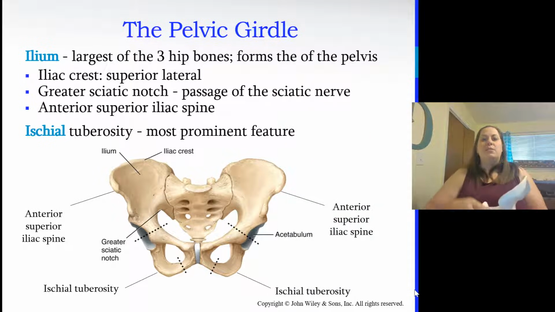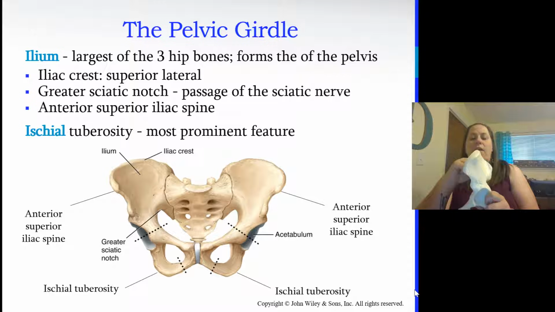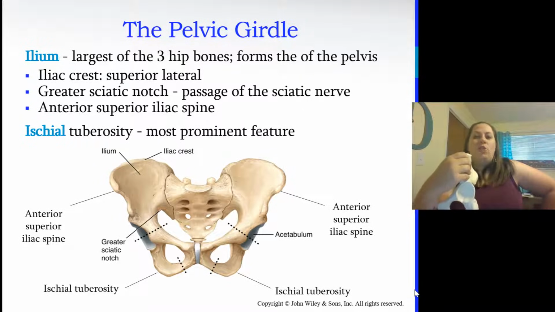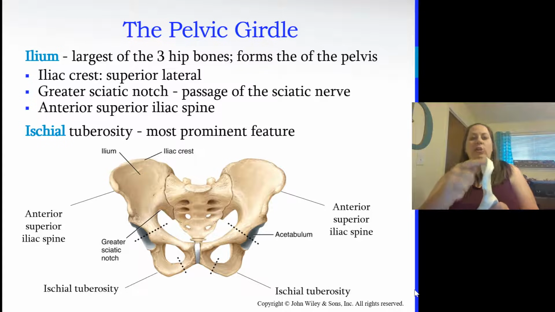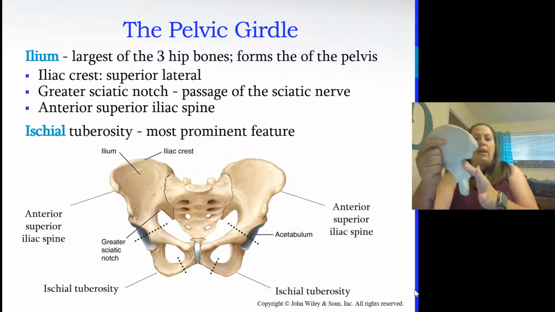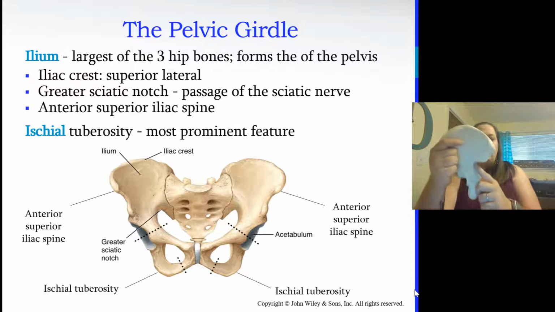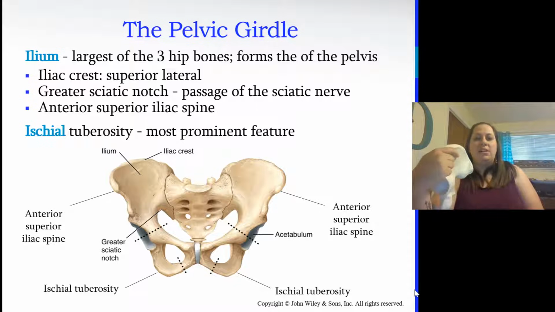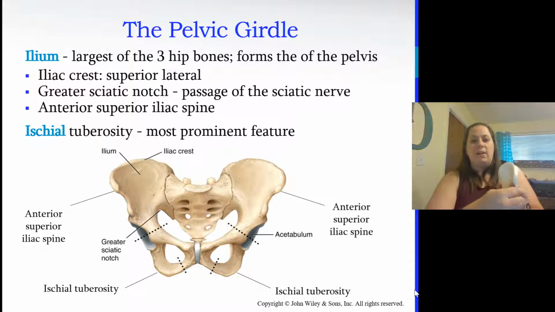Now, the ilium, guys, is the largest of the 3 hip bones, and it forms the pelvis. We do see that it's formed of the iliac crest, which is right here at the top. A lot of times when you put your hands on your hips, you are putting your hands on your iliac crest. We also see that back here in the back, you're going to see the greater sciatic notch. This is going to allow for the sciatic nerve to pass through. And we also have the anterior superior iliac spine. Okay, that's going to be over here towards the front.